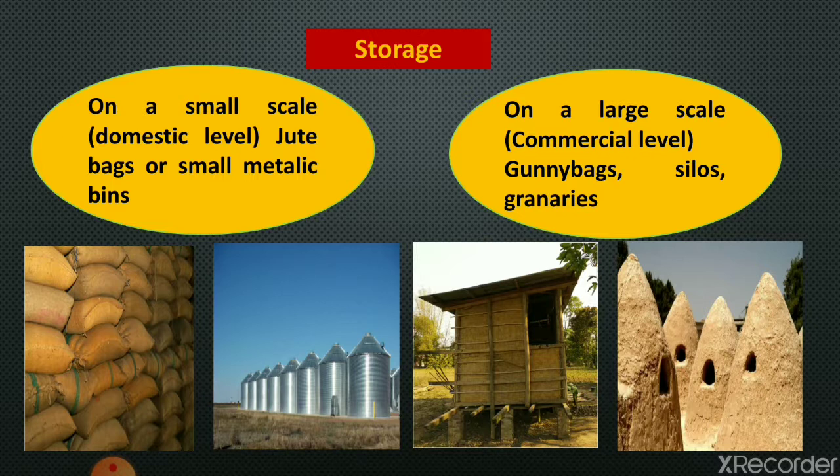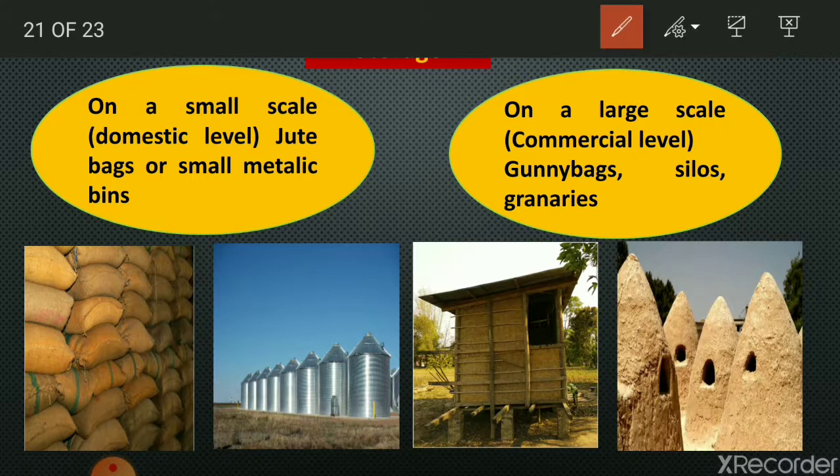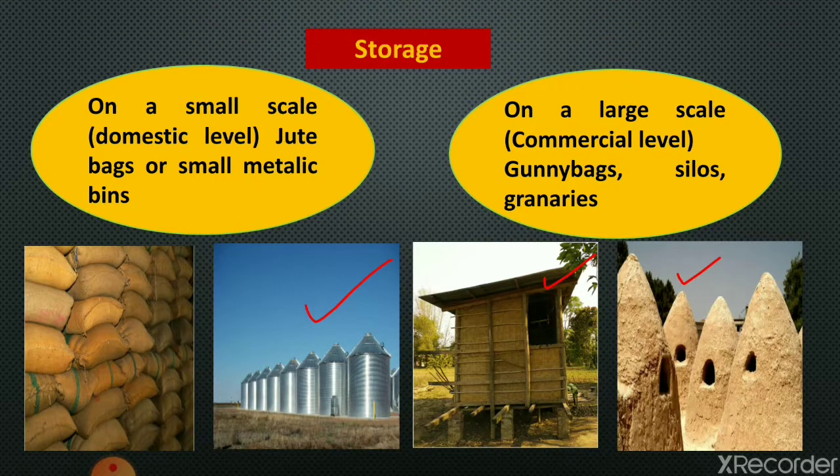Next one is on a large scale, meaning on a commercial level. On a commercial level, the food grains are put in gunny bags or silos. As you can see, they are stored in silos. These are the silos, or they are put in gunny bags, or they are stored in granaries. So these are the granaries. Inside the silos and granaries, grains are protected from rats and insects also by chemical treatment. This is the storage, and this is the most important part of agricultural practices, that crops should be stored properly.